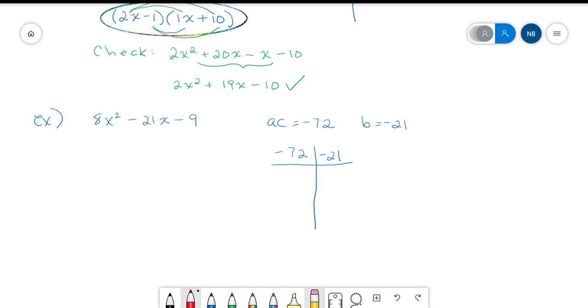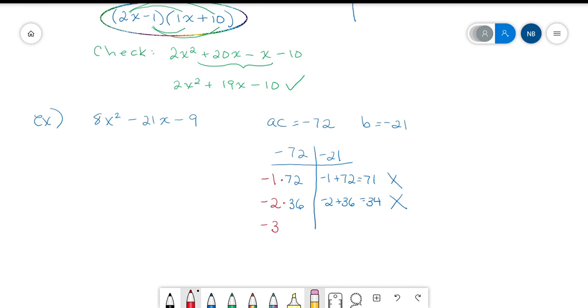And we're going to start our division process. Negative 72 divided by negative 1 is positive 72. Negative 1 plus 72 is 71, which is not negative 21, so that's wrong. So now we're going to increase to negative 2. Negative 72 divided by negative 2 is positive 36. Negative 2 plus 36 is 34. Also wrong. Now we're going to divide by negative 3.